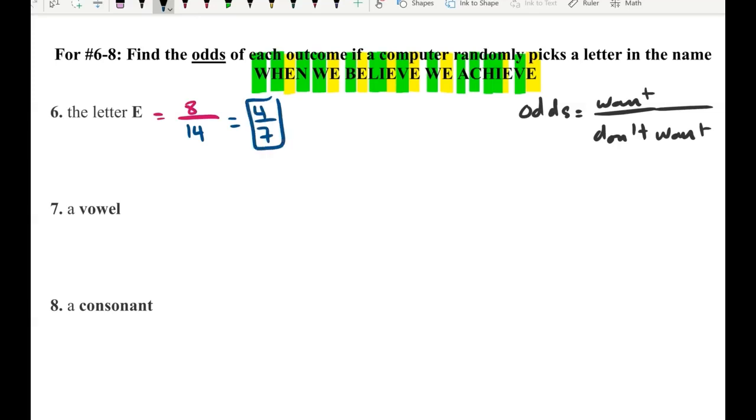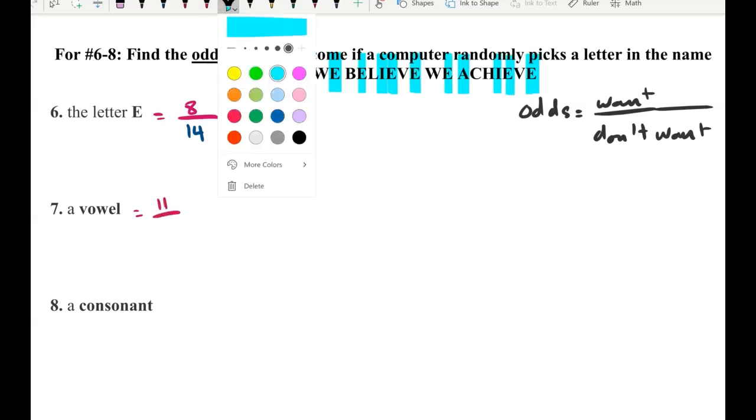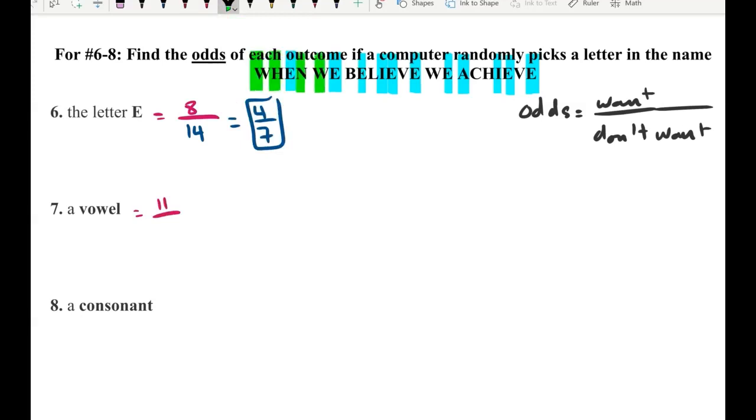All right. Now vowel. We're going to look at vowel. Vowel is A, E, I, O, U. So we start with E, 1, 2, 3, 4, 5, 6, 7, 8, 9, 10, 11. So that's 11 vowels in "when we believe we achieve." So 11 vowels, and non-vowel is 1, 2, 3, 4, 5, 6, 7, 8, 9, 10, 11. So 11 out of 11, which is 1. So it's balanced out between vowel and non-vowel.